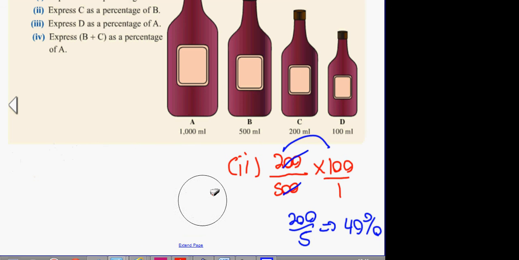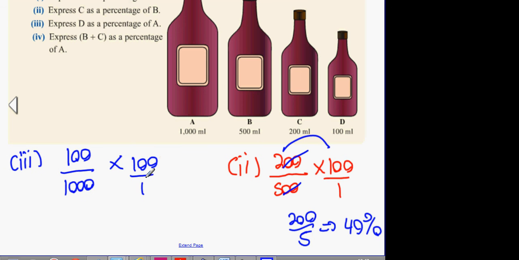D as a percentage of A. D over A, so 100 over 1000. Multiply it by 100 over 1. Yeah, and what happens? You cross off the 2 zeros and the 2 zeros from the 100. And then what do we get? 1 multiplied by 10, which is 10%.